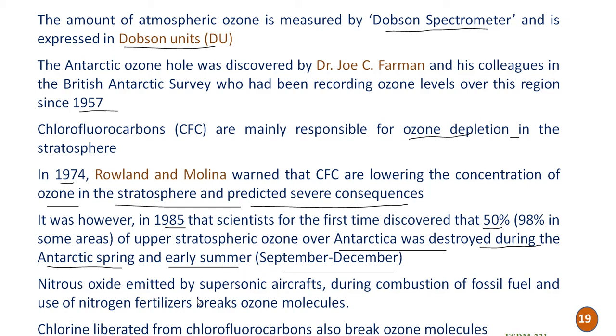Then nitrous oxide emitted from supersonic aircraft. This is the source, and the culprit is nitrous oxide. During the combustion of fossil fuel and the use of nitrogenous fertilizer, nitrous oxide is released, which breaks the ozone molecule. So these three: nitrous oxide, the nitrous oxide produced by supersonic aircraft, and the combustion of fossil fuel and use of nitrogenous fertilizers release nitrous oxide, which breaks the ozone molecule, and thus this is another culprit that destroys the ozone layer.